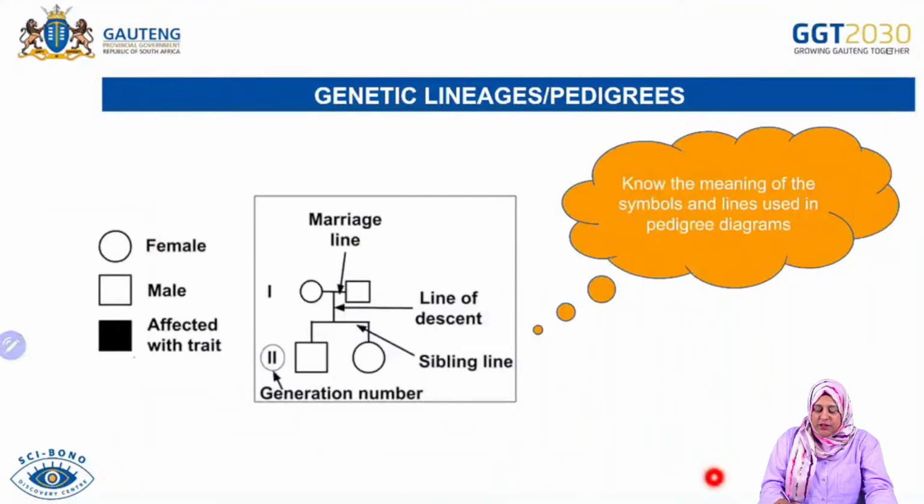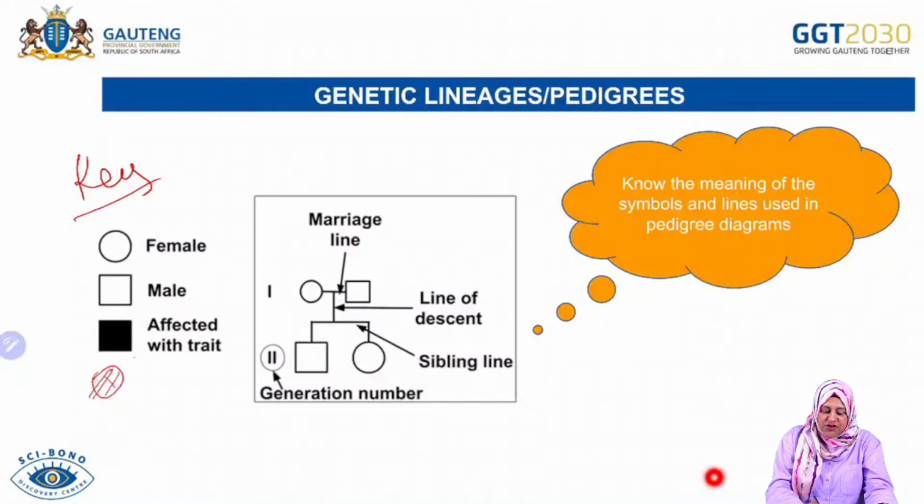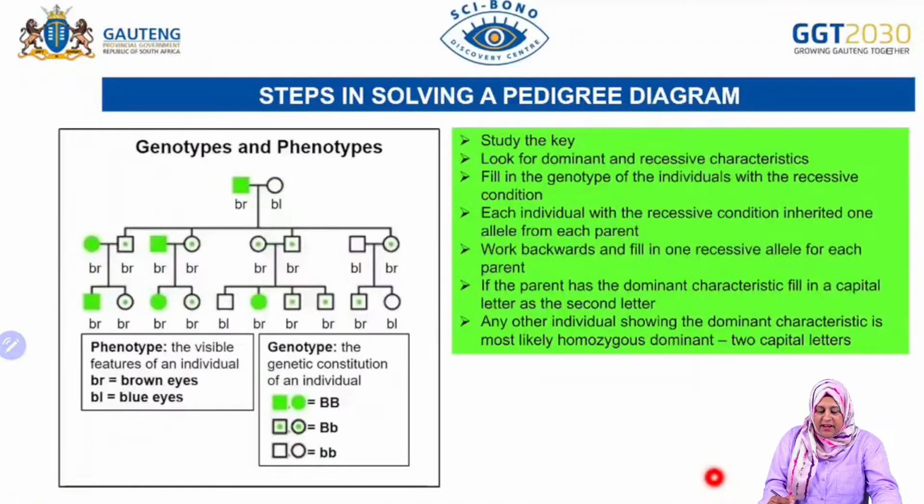So let's look at how you're going to know the meaning of this. Firstly, you look at the key or the legend here, and a circle is generally a female, a square is a male. If the male is shaded, then that is the one generally that is affected, and the female that is shaded is generally the one that is affected. A horizontal line between a male and a female shows partnership, and then you get a line of descent. Right, that's the offspring, and this bracket just shows you that these two here are siblings. The first line shows you the first generation, the second line shows you the second generation. Okay, so know the meaning of these symbols and the lines in these diagrams.